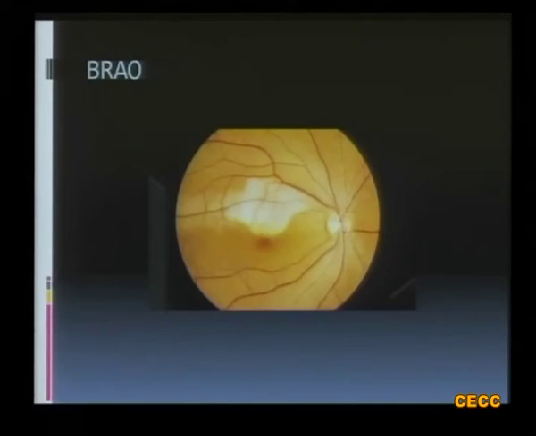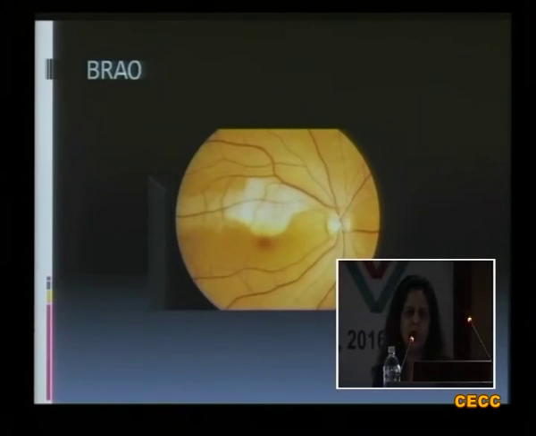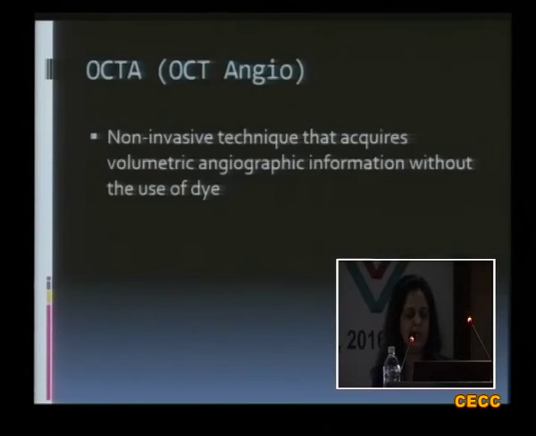This we can skip. Then branched retinal artery occlusion is when only one small artery is blocked, and this becomes quite evident on clinical picture as well as FFA.